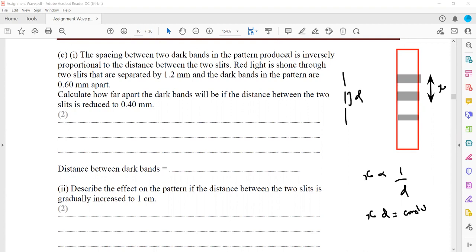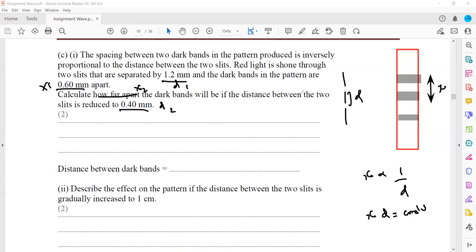Red light is shown. The two slits are separated by 1.2 millimeter. So this is d, not x. And the distance between the pattern is 0.6, so that is x. How far would the pattern be if the distance between the two slits is reduced to 0.4? So this is another d.